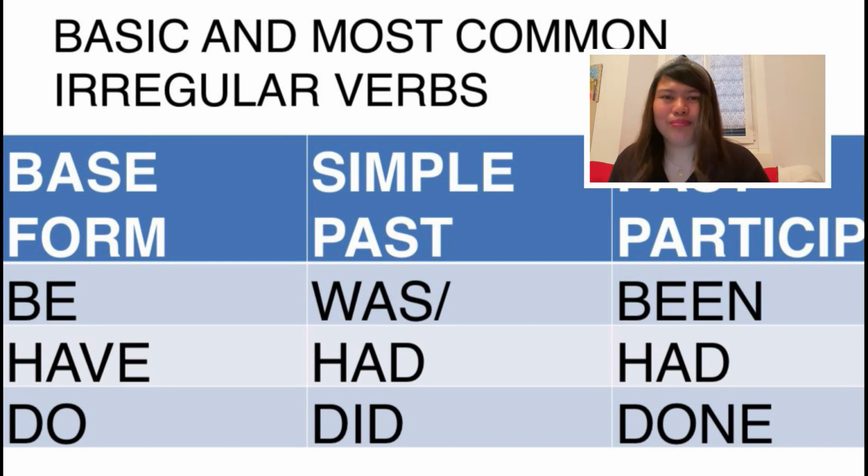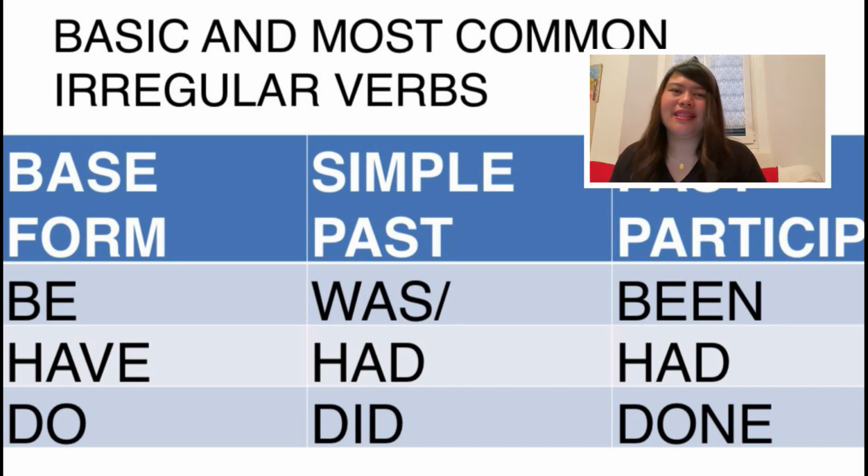The past simple of have is had. The past participle is had. The past simple of the verb to do is did, and the past participle is done. Again, did, done. Okay, good.